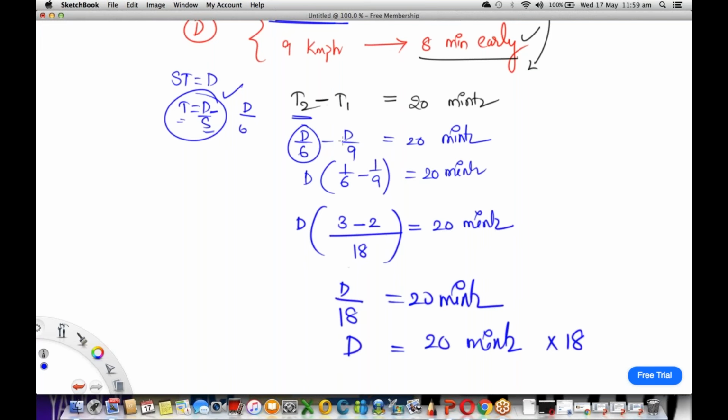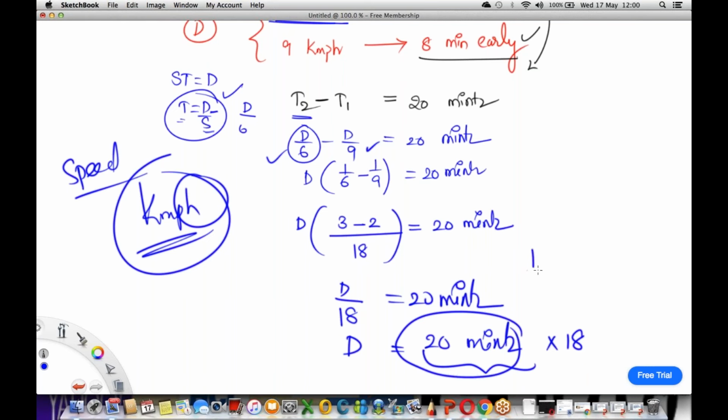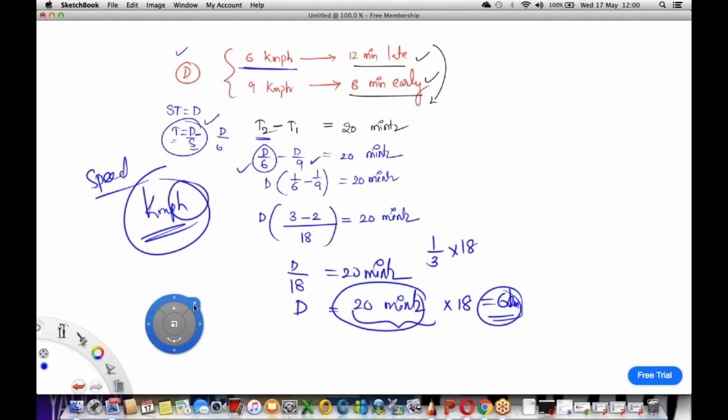Now 18 is from 6 and 9, so what are the units of them? Units are kilometers per hour. So 20 minutes should not be taken like this. 20 minutes should be taken in terms of hours because we have taken the speed in kilometers per hour. So how can you write 20 minutes? I can write 20 minutes as 1 by 3 hour. So 1 by 3 times 18. What is 1 by 3 times 18? That is nothing but 6. So that's the distance. That's how we can solve the problem with different approaches. I explained all those approaches just to make you aware of different approaches so that you can feel very convenient.